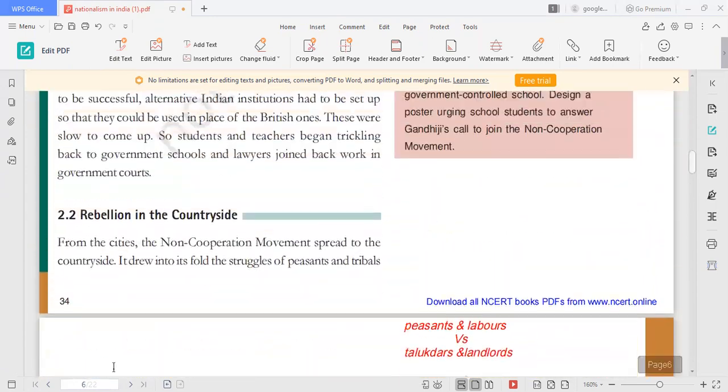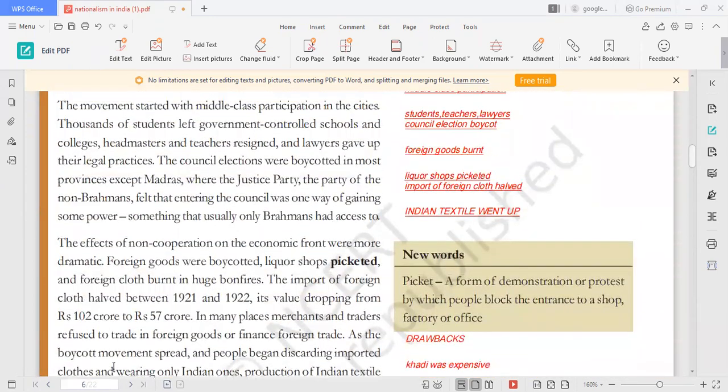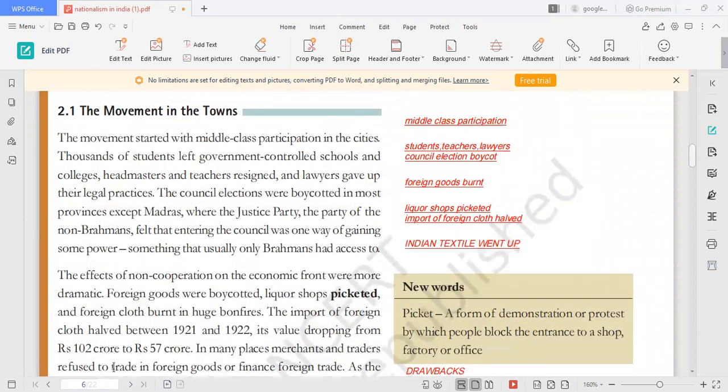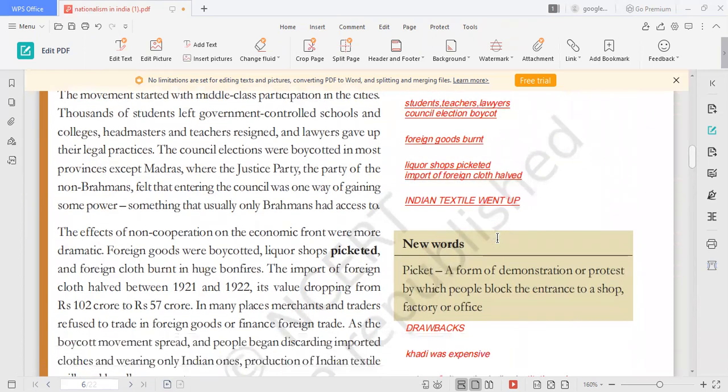The first one is the movement in the cities and towns, with middle class participation. Students, teachers, lawyers, they refused to go back to their work. Council elections were boycotted. Foreign goods burned. Liquor shops picketed. Import of foreign cloth halved. Indian textiles went up. First half.